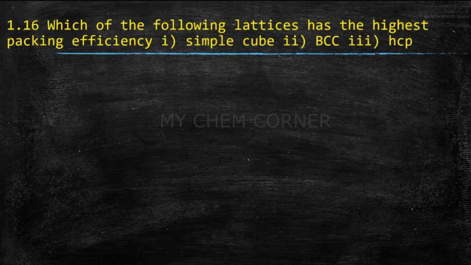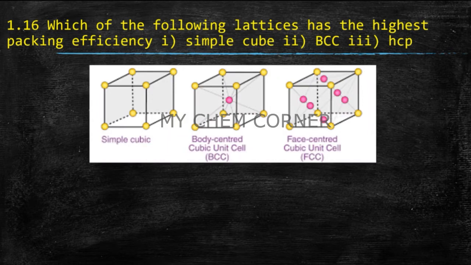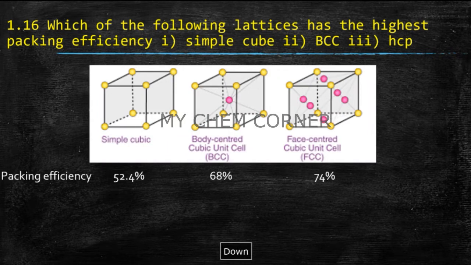As we have learned in the entire chapter, we have learned a complete derivation of packing efficiency for simple cubic, BCC and FCC or HCP. So these are the basic structures of these unit cells. Now from the derivation we learned packing efficiency for simple cubic to be 52.4%, BCC 68% and FCC 74%, which is the same for HCP.